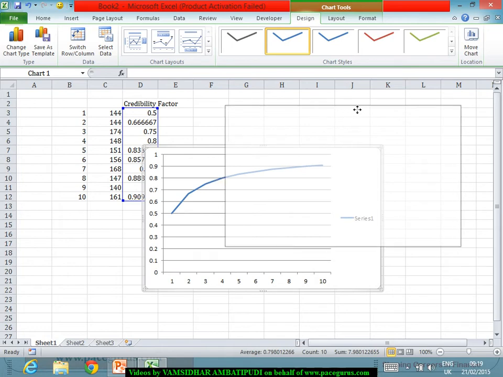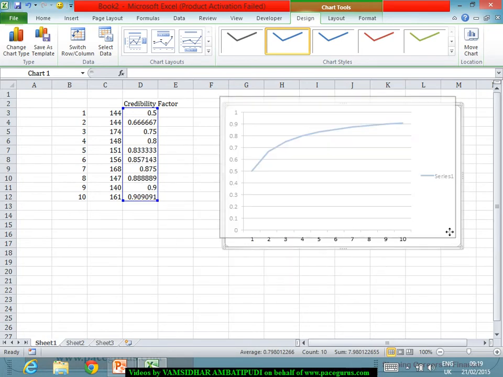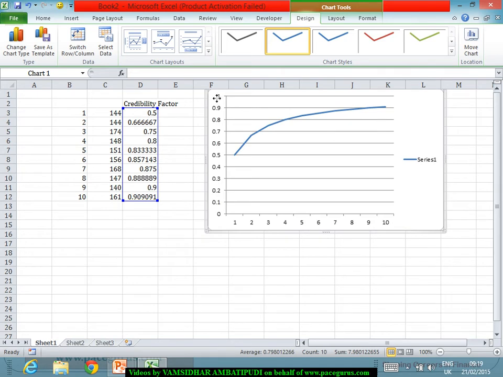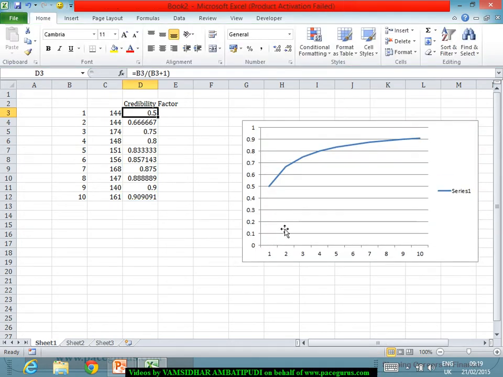The credibility factor is typically increasing. Means in the first year, I'm giving only a 50% weightage to my original observation, to my risk-based observation, whereas the remaining 50% I'm giving to the collateral, which is the prior distribution here. The collateral data here is the prior distribution.